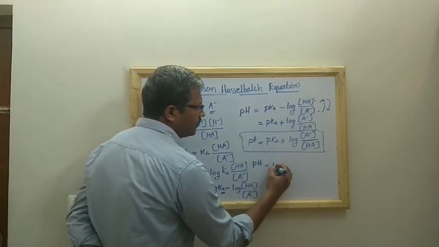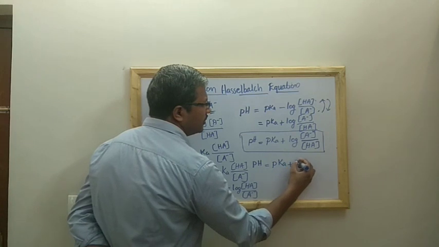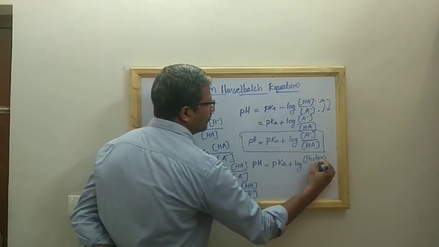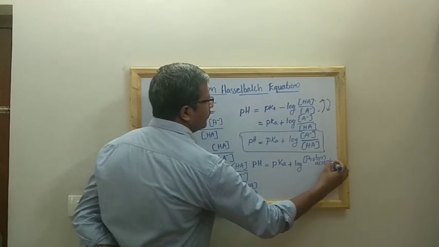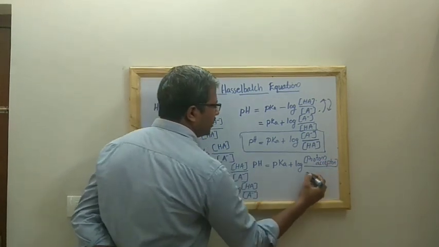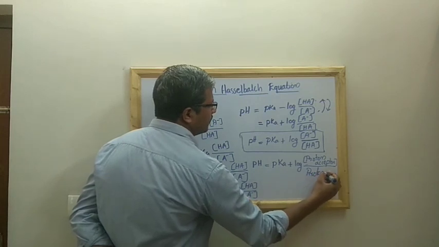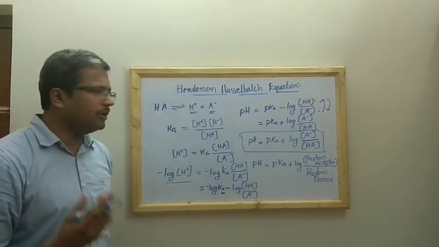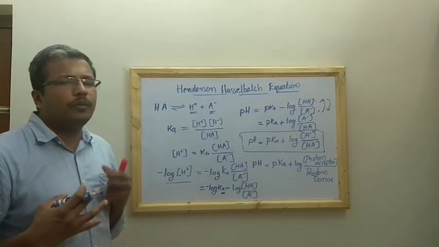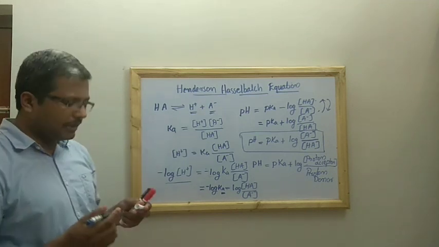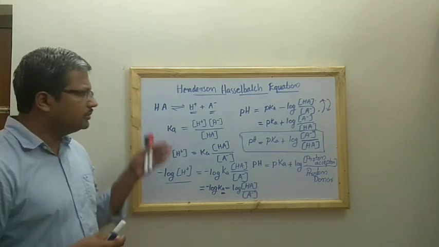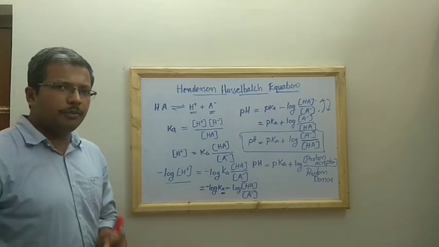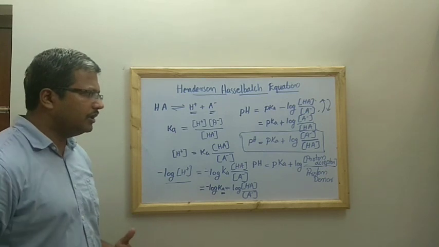Now I can just rewrite this equation as pH equals pKa plus log of proton acceptor divided by proton donor. Proton acceptor divided by proton donor. So this is how we can derive the Henderson-Hasselbalch equation. Also, you can revise the video and learn once more so that you will understand better. Plus, we can revise towards the end of this lesson.